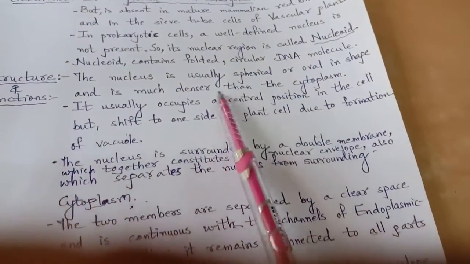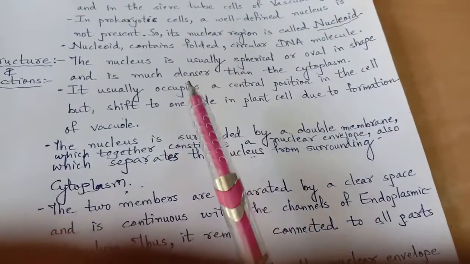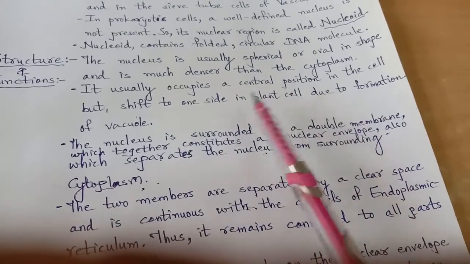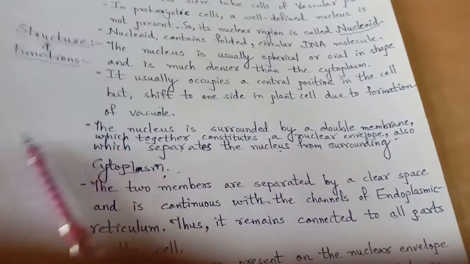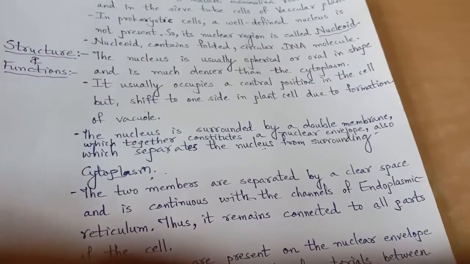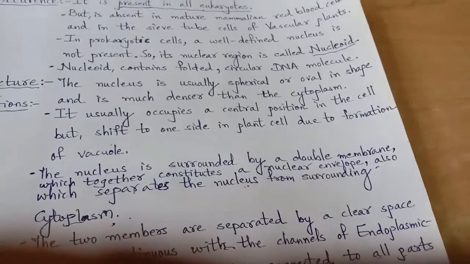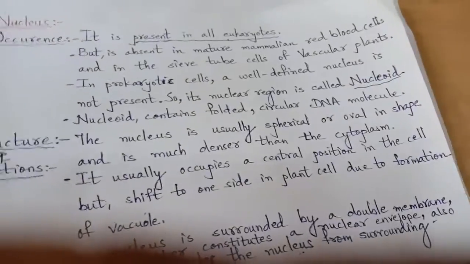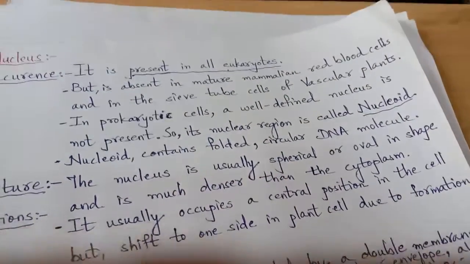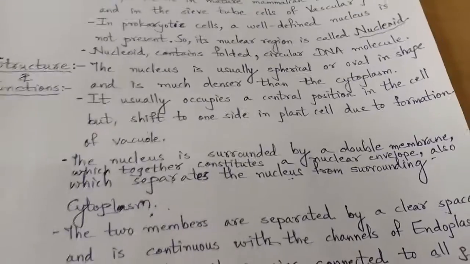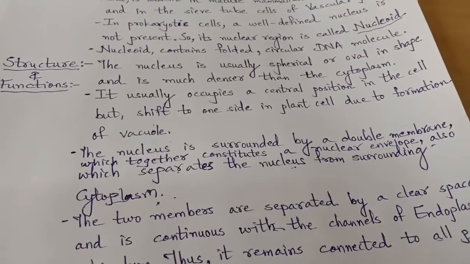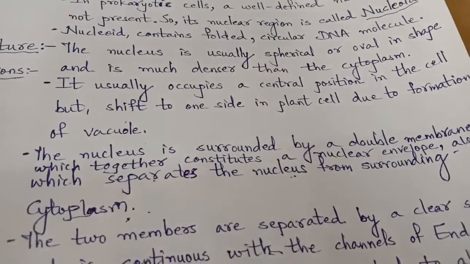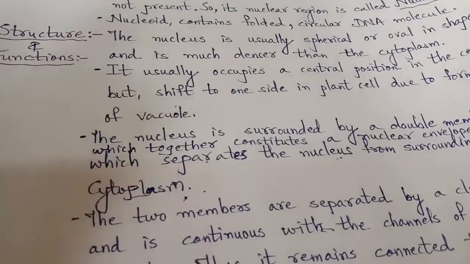The nucleus is usually spherical or oval in shape and is made of denser cytoplasm. So the nucleus is spherical or a little oval. Either it is completely spherical or it is a little egg-shaped, oval. And it is denser than the cytoplasm. Cytoplasm is also, as I told, semi-fluid, a little thick, but the material present in the nucleus is still thicker than the cytoplasm. It usually occupies a central position in the cell. In the cell, the nucleus is in the center.